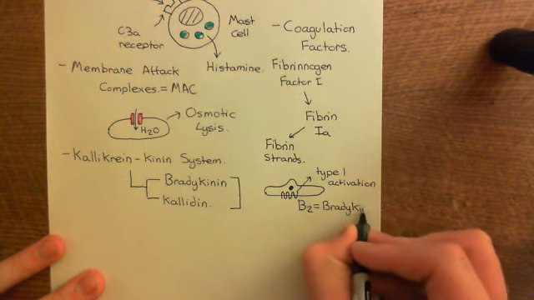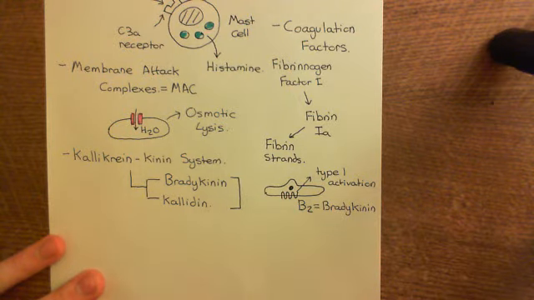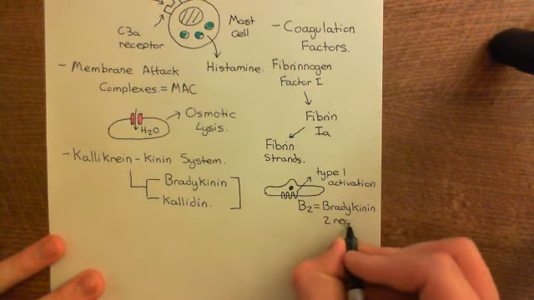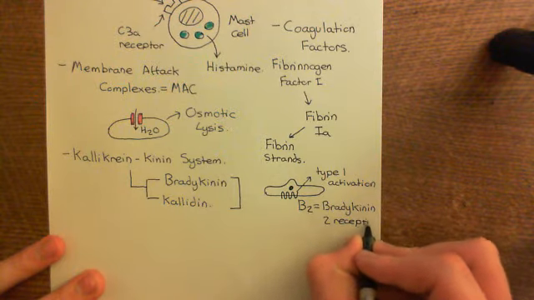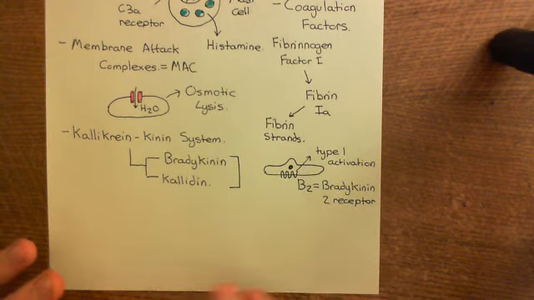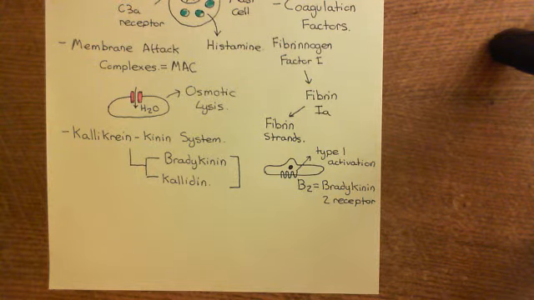Both bradykinin and kallidin, which is almost an identical molecule, varying by a single lysine amino acid, will bind to this bradykinin 2 receptor on the surface of the endothelial cells, and they will trigger type 1 activation. So they're going to trigger a positive feedback loop. You're producing these because the endothelial cells underwent this change where vascular permeability was increased, and now they're going to go back and trigger more type 1 activation, which will result in more increase in vascular permeability.